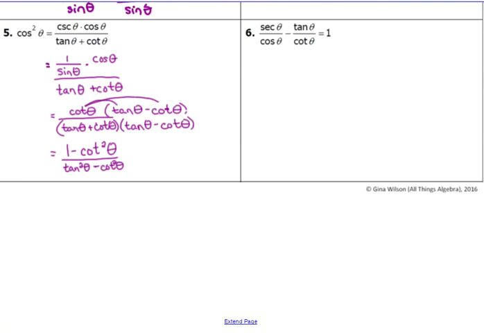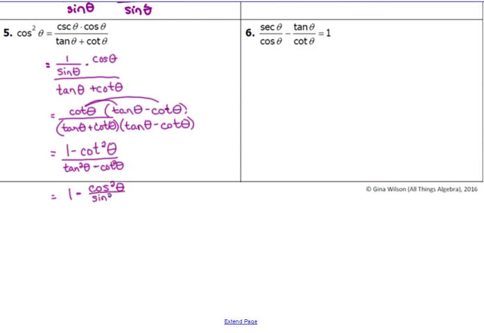Okay, it may not look like we've gotten very far, but we're getting there. 1 minus cotangent squared. I was thinking that was one of the Pythagorean identities, but cotangent squared plus 1 is the Pythagorean identity. So you can't put that in. So we're not going to erase what we've got. We're going to keep it. We're just going to try something different.